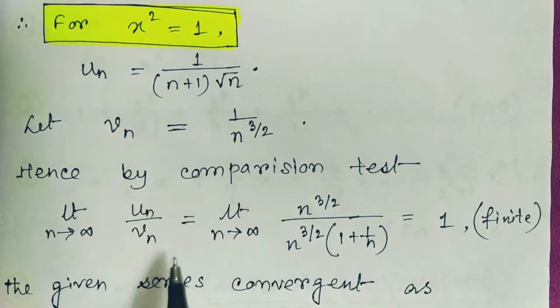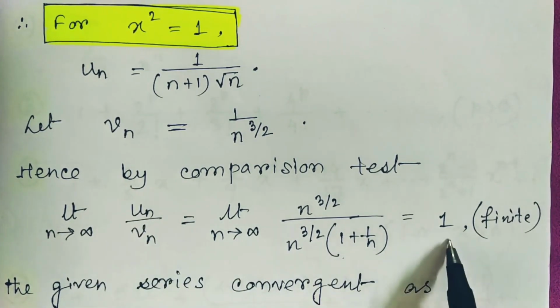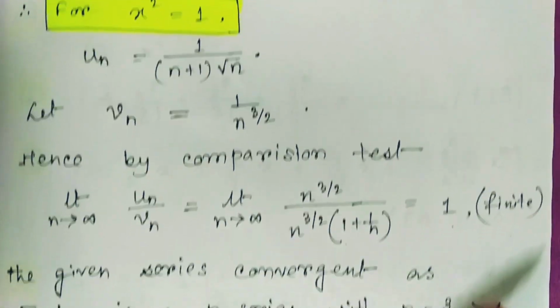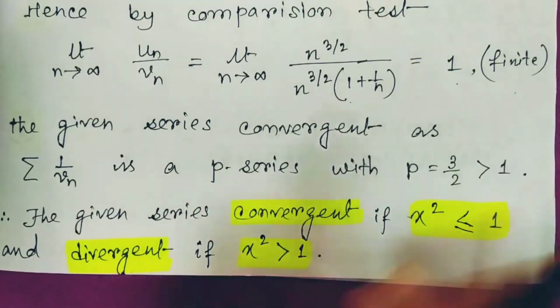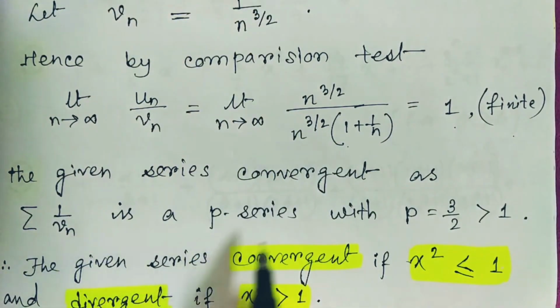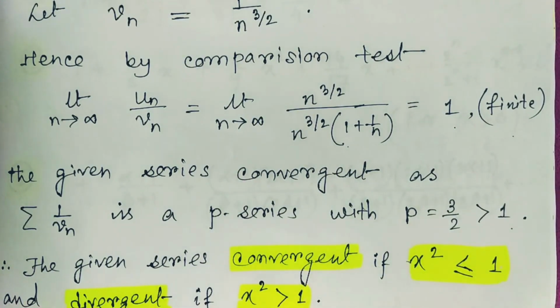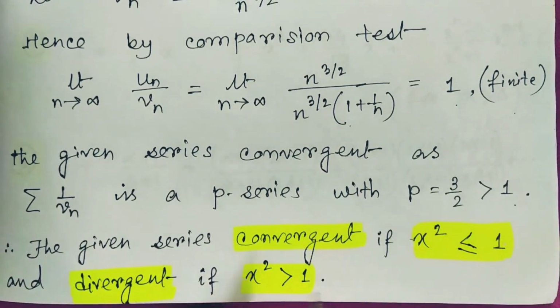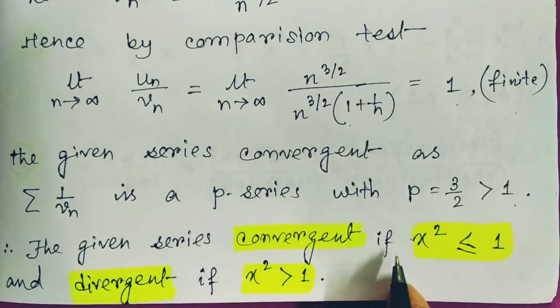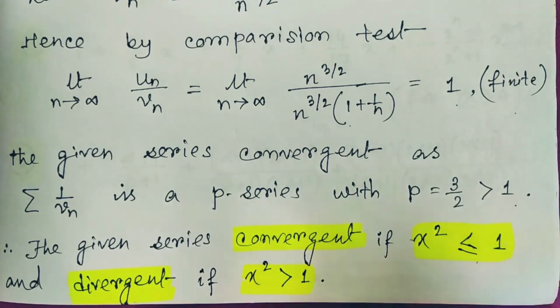So hence by comparison test, if we take u_n by v_n, this ratio, and its limiting value, then it is 1, which is a finite quantity. Hence the given series is convergent, as we know that our chosen series is a p series with p value 3 by 2, which is greater than 1, and a p series is always convergent when p value is greater than 1. Thus, we can conclude that the given series is convergent if x square is less than or equal to 1, and divergent if x square is greater than 1.